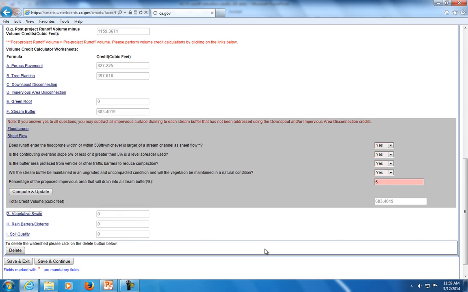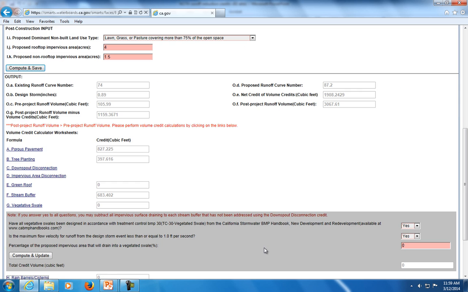The next one is a vegetative swale. With this one, the first question deals with how you're going to design this particular swale. There are a lot of different swale designs out there, but the calculator defers to what's in the California Stormwater BMP Handbook. So we defer to the TC-30, which is the number for the vegetated swale. That's really the first cut. You basically have to state that you're going to design it according to that specific design criteria.